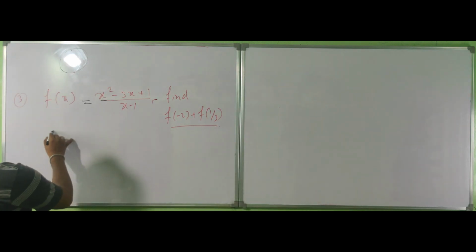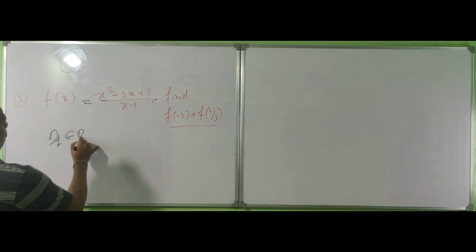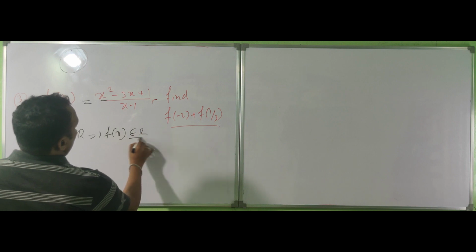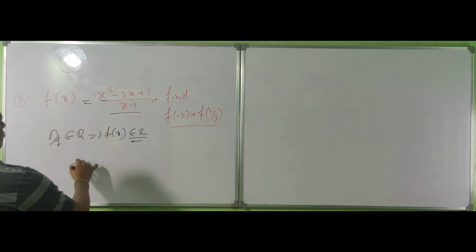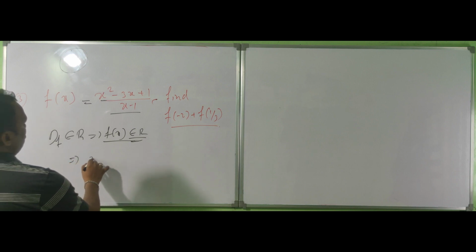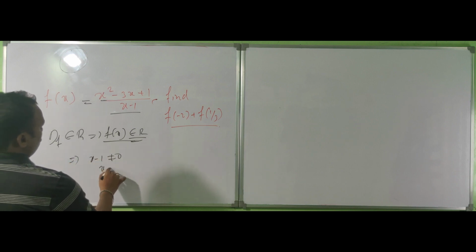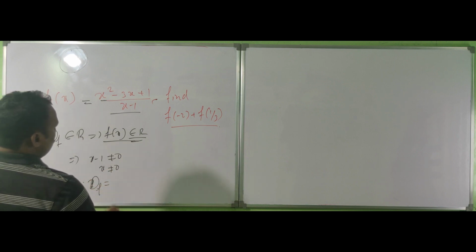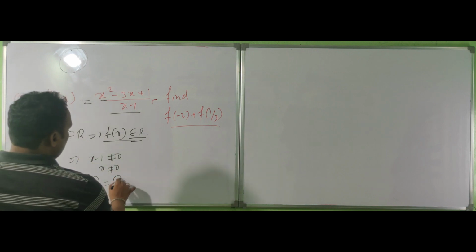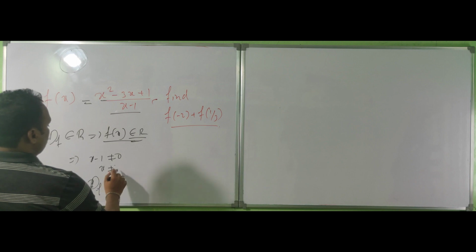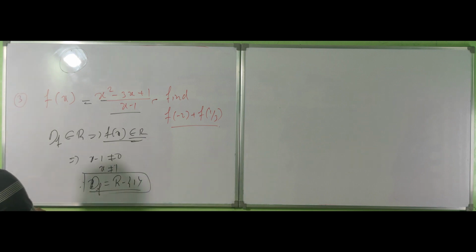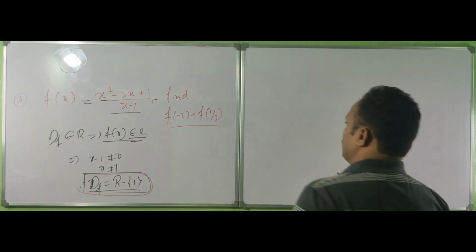For the domain, x belongs to R, which implies f of x belongs to R. What is the condition? This implies x minus 1 is not equal to 0, means x is not equal to 1. Therefore, the domain of f is R minus the set of 1, all real numbers except 1.